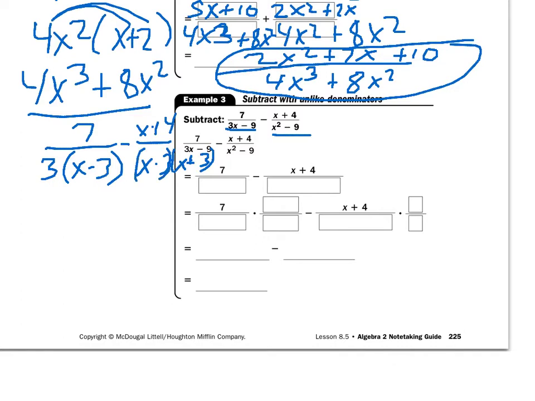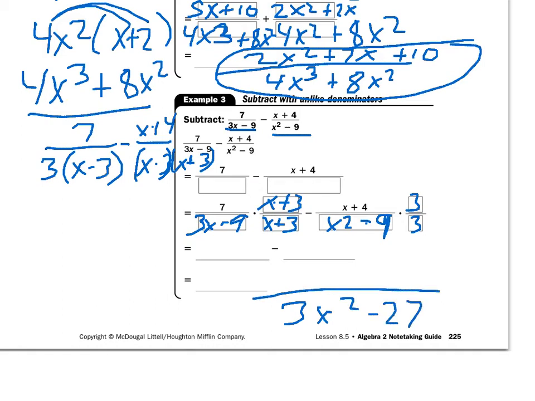Okay? So it looks like the one on the left needs an x plus 3, and the one on the right needs a 3. So I'm going to multiply each of those by the one on the left, x plus 3 over x plus 3. So that ends up being 3x minus 9 times x plus 3. The one on the right ends up being x squared minus 9 times 3, which gives me a common denominator. If I multiply all those things together, 3x squared minus 27. Okay, so that's what my end answer is going to have.